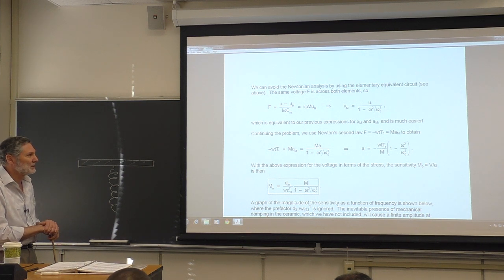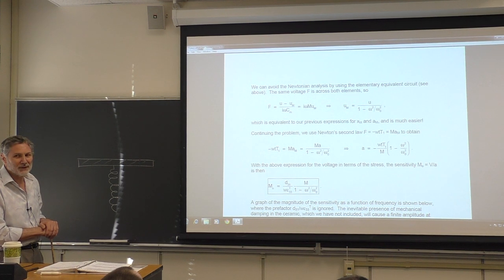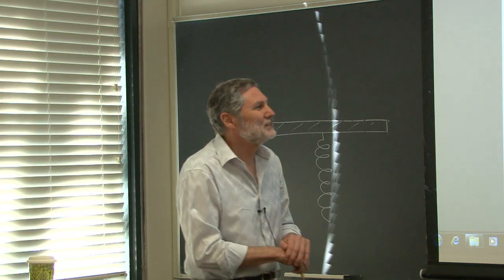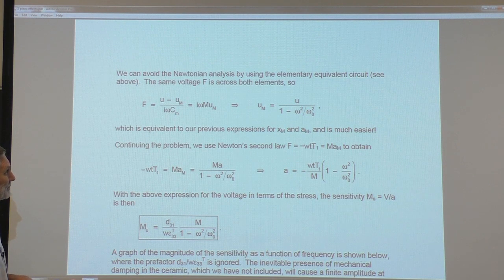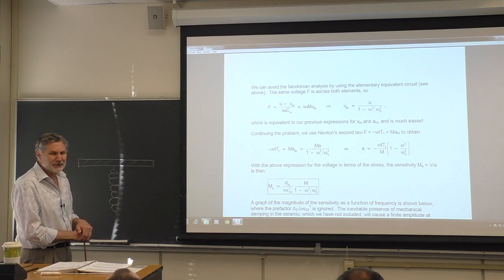Once a problem gets to be a little complicated, and transducer problems are very seldom simple, you probably know that by now. It's just much easier, and you're less likely to make a mistake using Kirchhoff's law. Of course, you've got to get the equivalent circuit right. Okay.